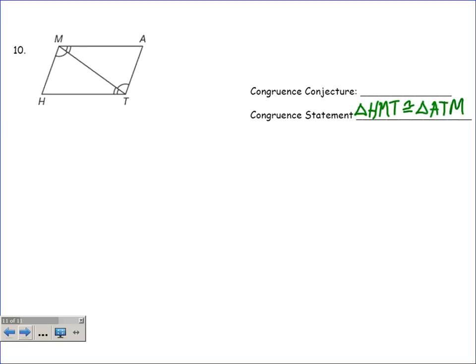One piece of information that you need to find is that MT is congruent to MT. It's the same side. And because of that, since you have an angle here, you have an angle up here, and you have the included side, it's angle, side, angle. Hopefully that makes sense to you guys.